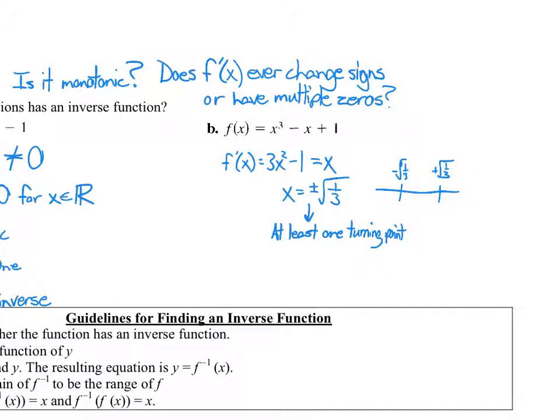If I plug a 0 into my derivative, I get -1, right? If I plug a 1 in, 1 is bigger than the square root of 1/3. So if I plug a 1 in, I'm going to get 3 minus 1, which is positive. If I plug a -1 in, I'm still going to get 3 minus 1, which is positive. Oh, this should be 0, not x, sorry. Okay, so I have more than one turning point. Actually, I have 2 turning points.